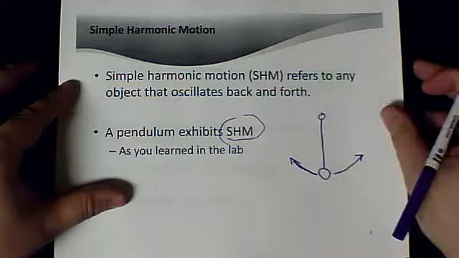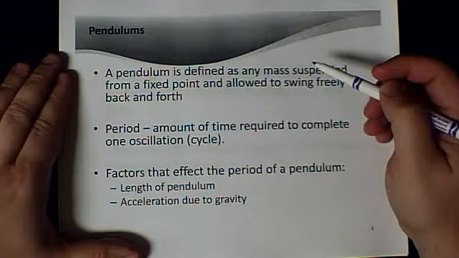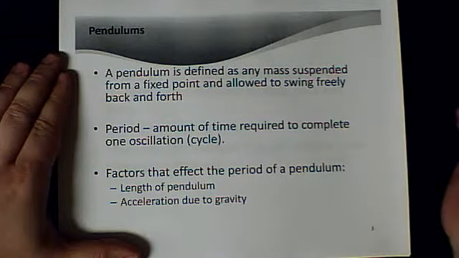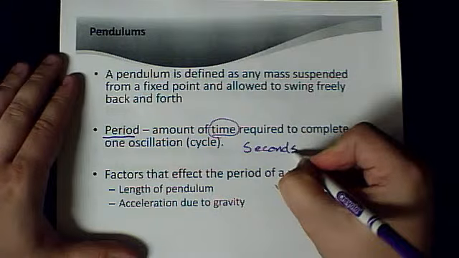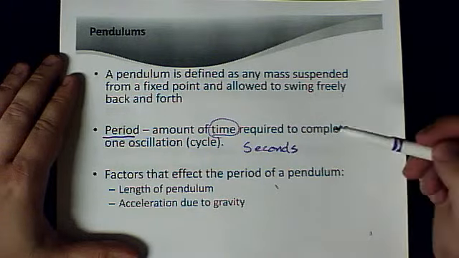Alright. And as we also figured out, a pendulum is defined as any mass suspended from a fixed point and allowed to swing freely back and forth. That's a simple pendulum. And the period, this is a very important definition that you get, is the amount of time, and it is always measured in seconds in this class. It's the time required to complete one oscillation or one complete cycle.